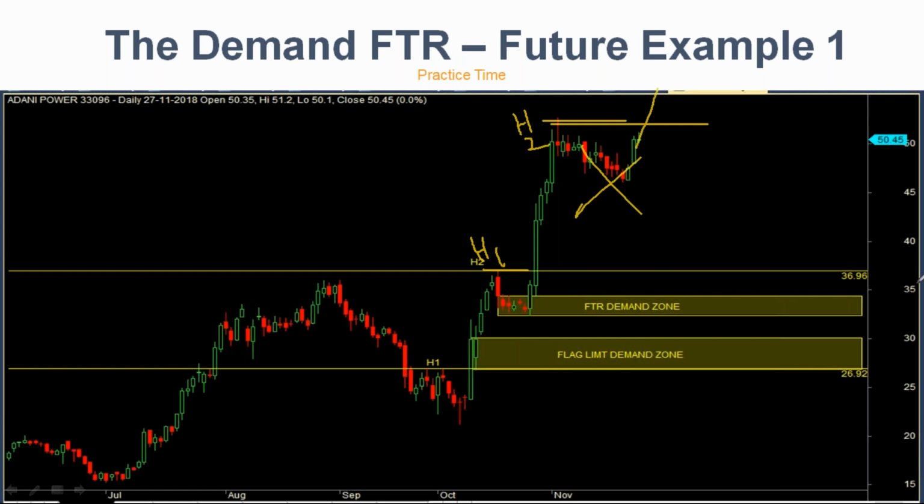How many of you are with me? There is no FTR demand here, because the second high is not yet broken. I am sticking to my rules, friends. I am not deviating from any of the rules I am talking about. Okay. Now I am going to take a small pause so that every one of you digests this. Any questions here?